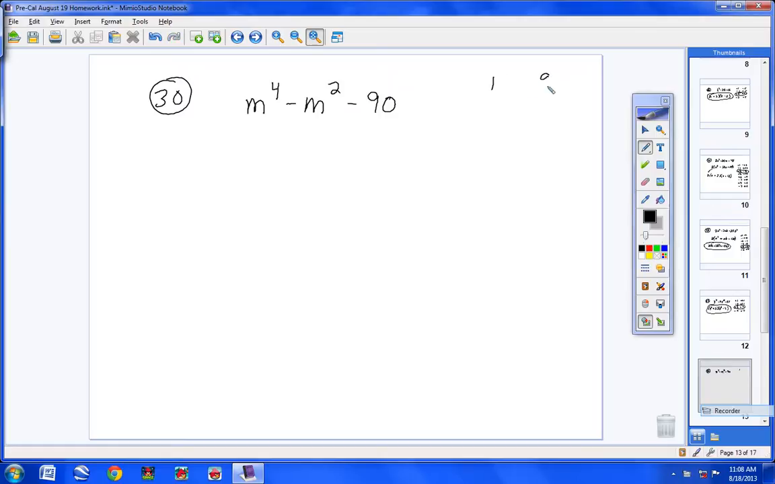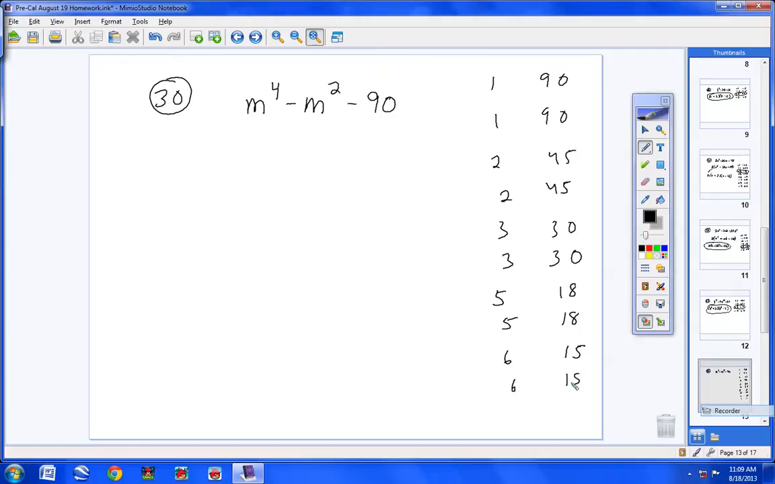This could really get ugly. I'm not sure how many we're going to have. Let's see, 2 times 45. I know 3 times 30. 4 would not work. 5 would. 5 times 18. 6 goes into it 15 times. This is going to be a truckload of fun here. And then 9 times 10.